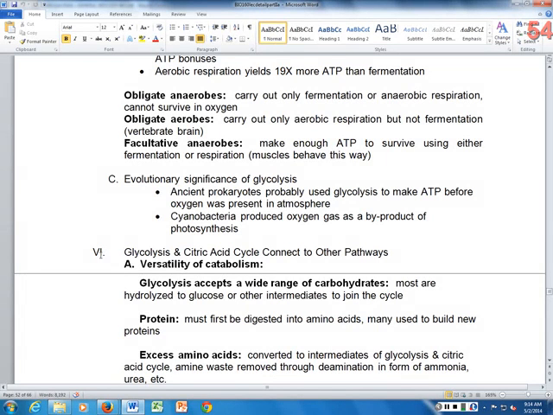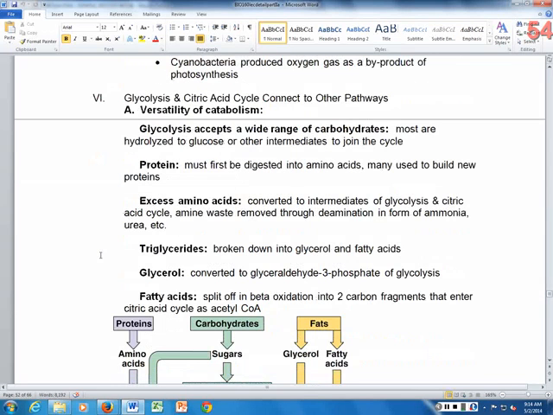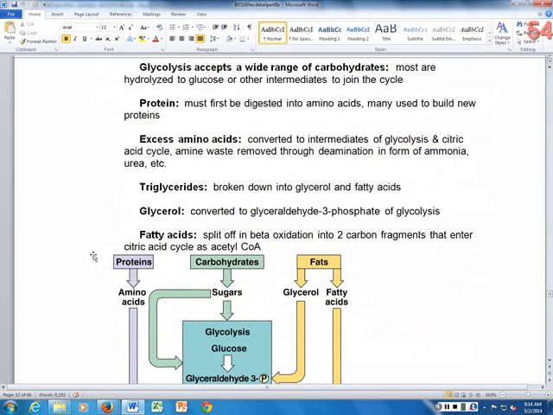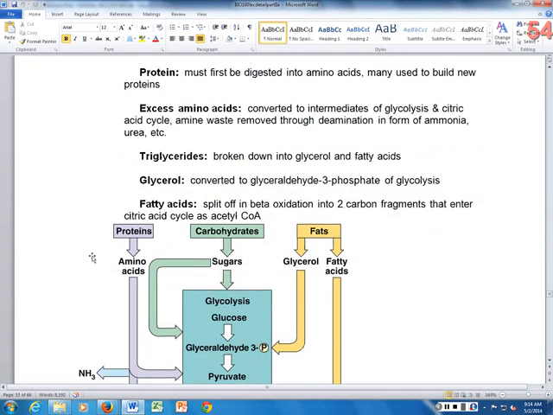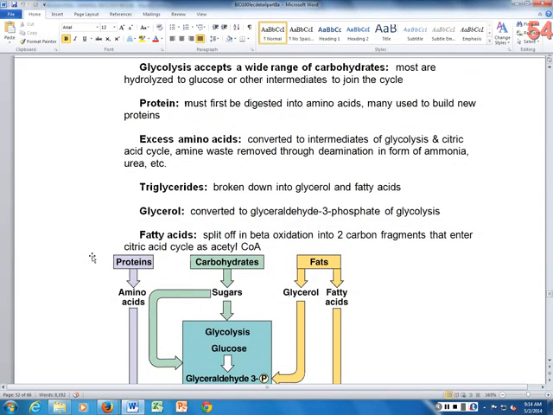So glycolysis, we look at it with glucose, but you actually can have a wide range of carbohydrates that will come in. So here we have glycolysis. So any other carbohydrate is going to get broken down into its simple sugars, and it's going to join into somewhere in this cycle early on.